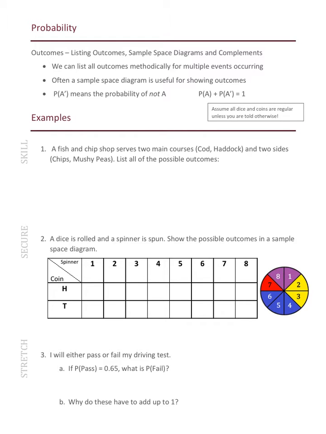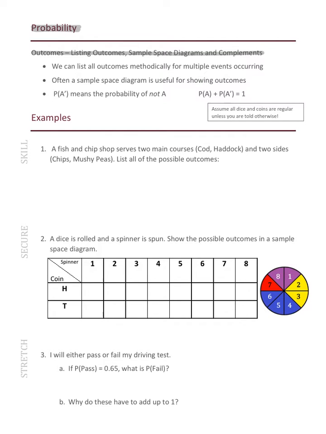Okay, so here we have the notes, examples and practice questions for probability. It's the second lesson on probability, so grab your notes folders, notebooks, wherever you're writing this, and start with the title, probability, and then a subheading because it's the second probability lesson: outcomes, listing outcomes, sample space diagrams, and complements. So this will all make sense as we go through, but that's the subheading. Write that down for me.